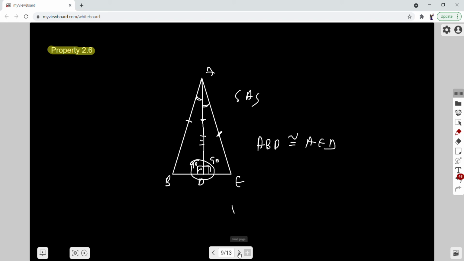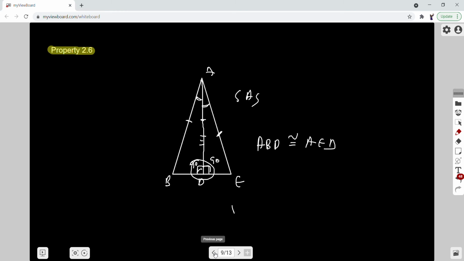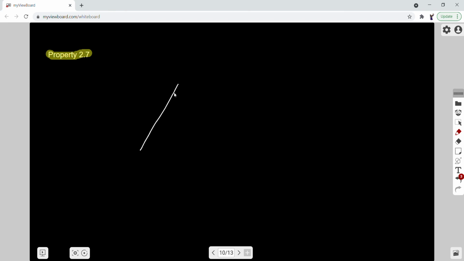an isosceles triangle. So let's look at property 2.7, which is about the equilateral triangle. In an equilateral triangle, all three sides are equal, and one more thing: because these two are congruent, this angle equals this angle too. So in an isosceles triangle, we have proved the angles opposite to equal sides are equal. And same, this is homework, guys. You need to prove the same thing for the equilateral triangle. Homework.